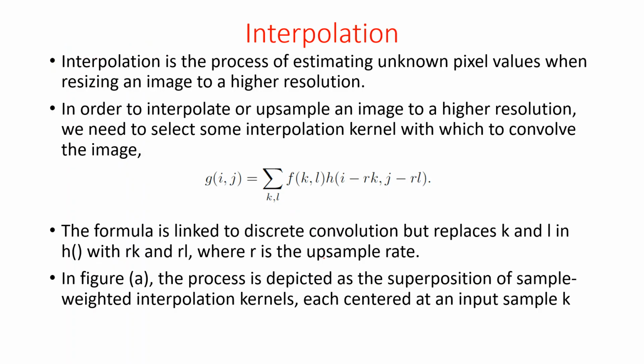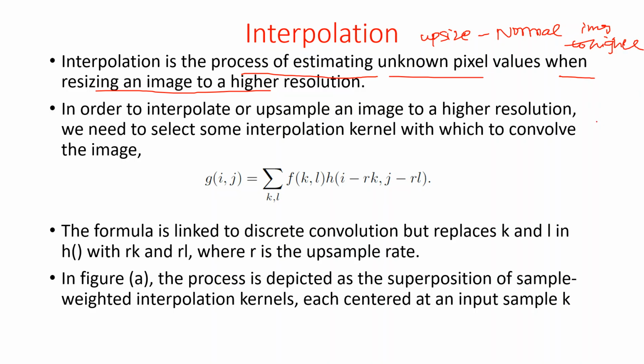As I said earlier, interpolation means upsampling. It is the process of estimating unknown pixels when resizing the image to a higher resolution. Upsizing means we convert the normal image to a higher resolution, so we increase the image. In order to change from normal to higher, we have to find some unknown values. That is interpolation. Interpolation is the process of estimating unknown pixel values when resizing the image to a higher resolution.